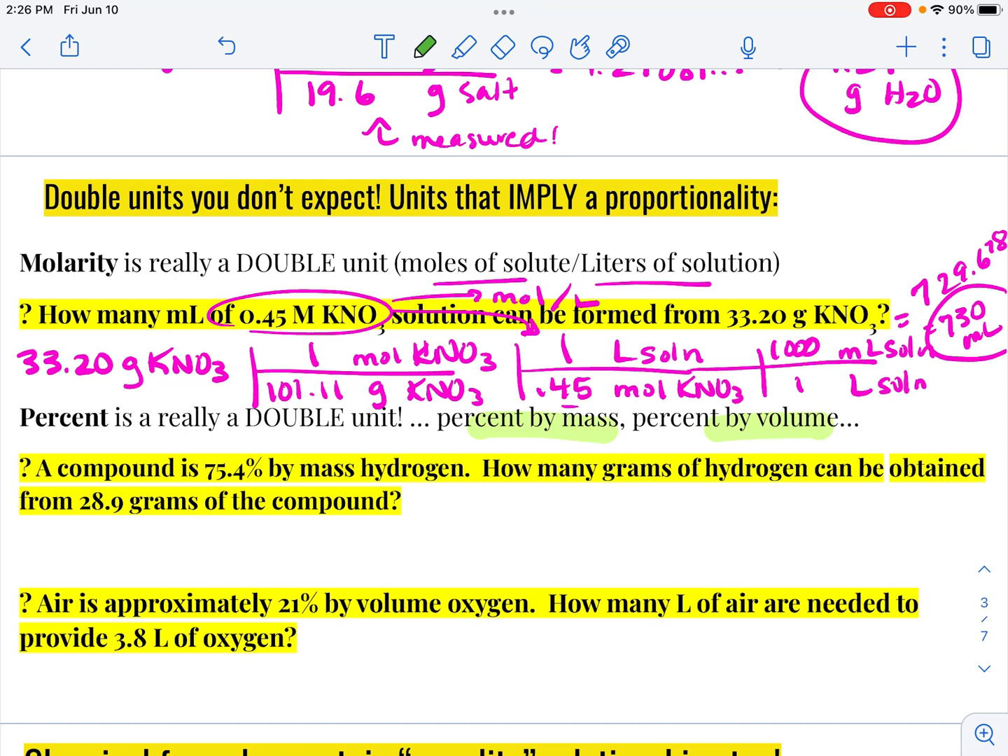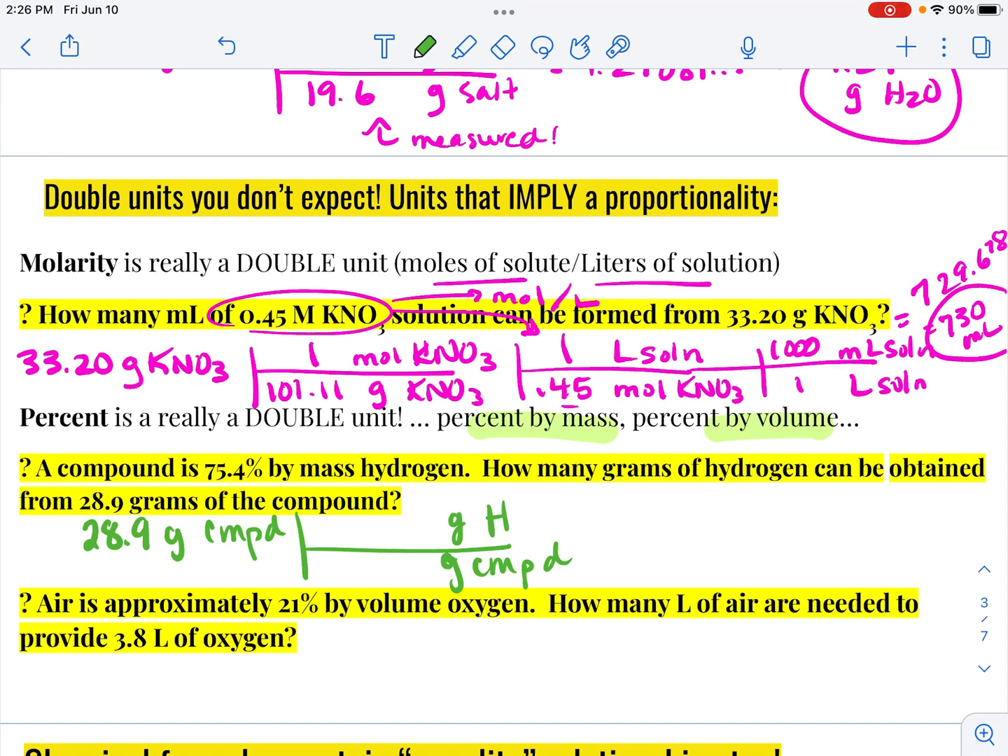So a compound is 75.4% by mass hydrogen. How many grams of hydrogen can be obtained from 28.9 grams of the compound? So again, I have to make sure I label everything. Grams of the compound. And I need to get rid of grams of the compound and get grams of hydrogen. And since it's in a compound, it's just H. It's not H2.